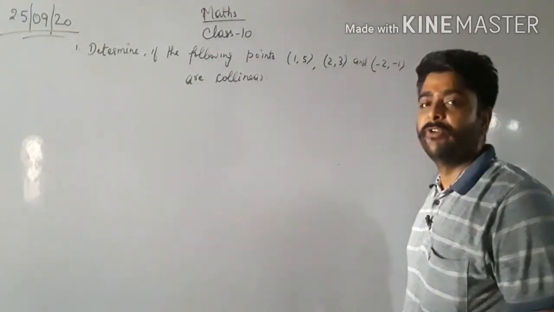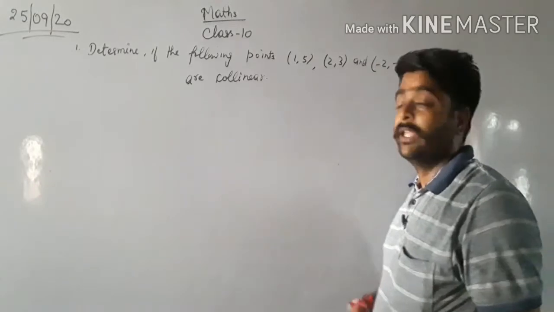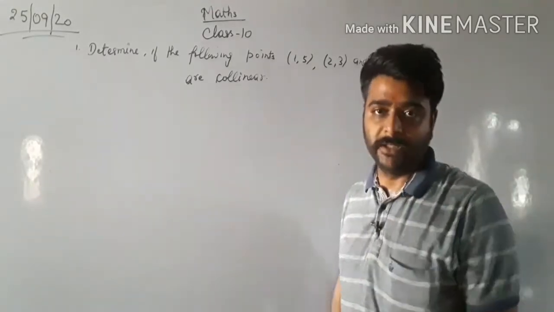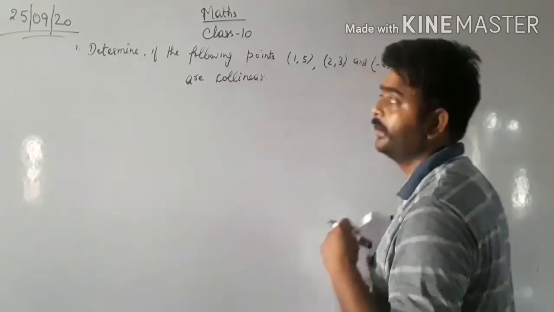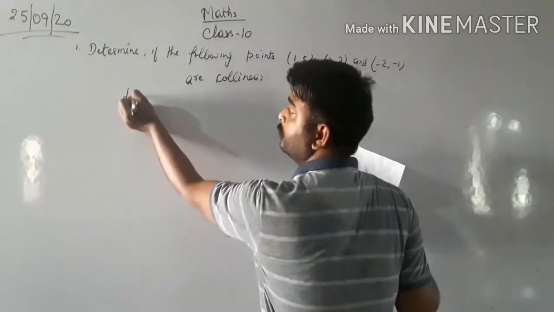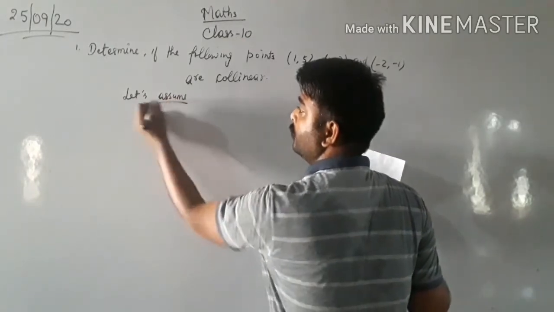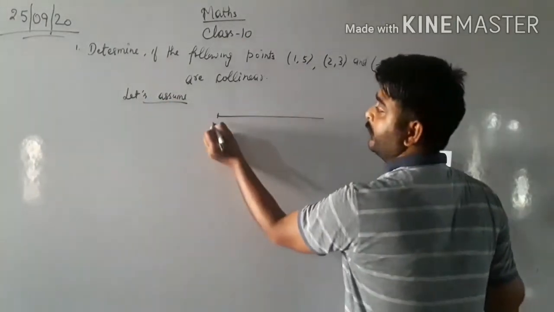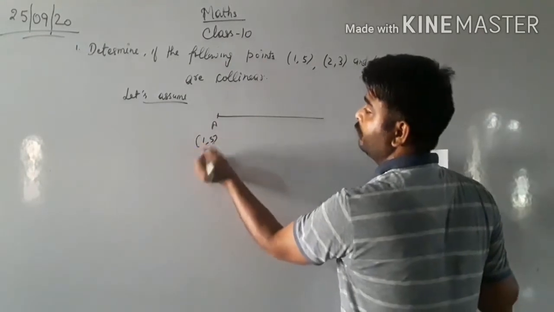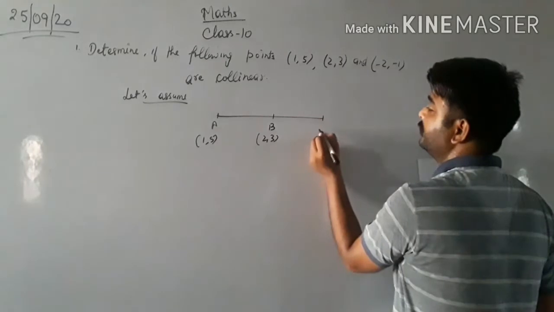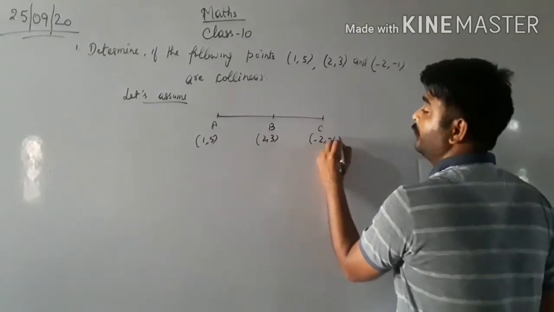So, class, what is the meaning of collinear? Collinear means points lie on a single line.